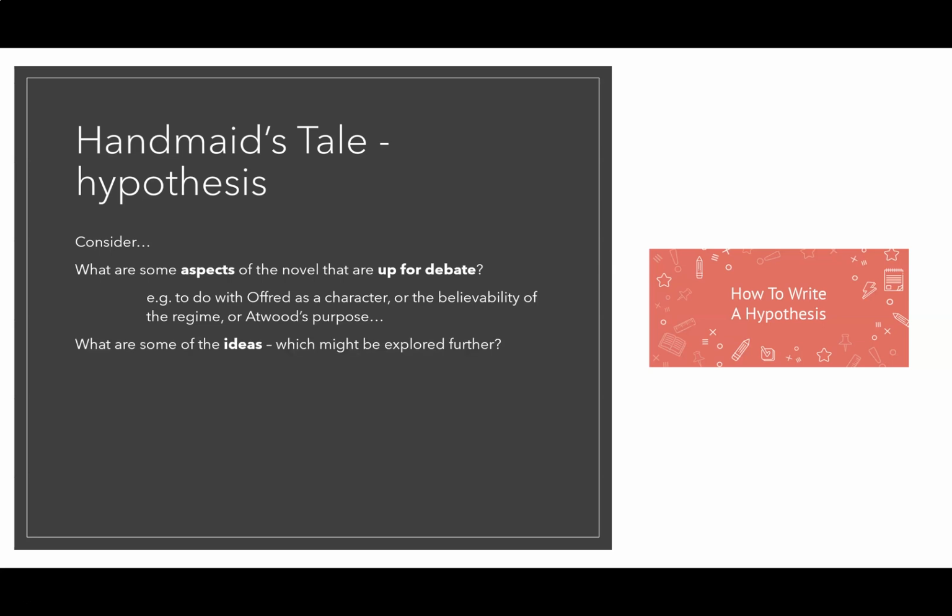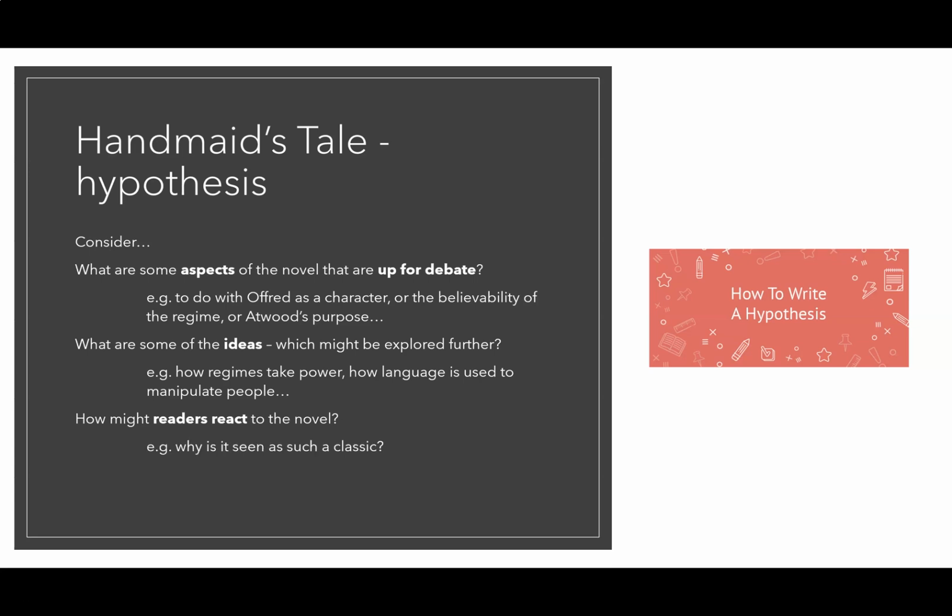You could look at some of the ideas and how those might be explored a bit further, so how regimes take their power or how language is used to manipulate people. Or you might want to look at how readers might react to the novel, what their position might be, or also why it is considered to be part of a kind of canon. Why is it seen as a classic? Why is it so widely read, or why has it had some kind of revival recently? That would be an interesting one to look at.